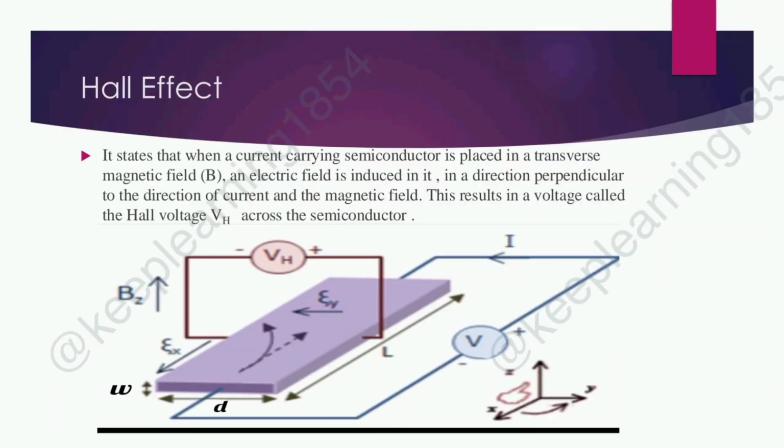So the statement of Hall effect goes like this. When a current carrying semiconductor is placed in a transverse magnetic field, an electric field is induced on the device in a direction perpendicular to both the current flow and magnetic field, due to which a voltage can be measured across the device, which is known as the Hall voltage, and it is usually represented as VH.